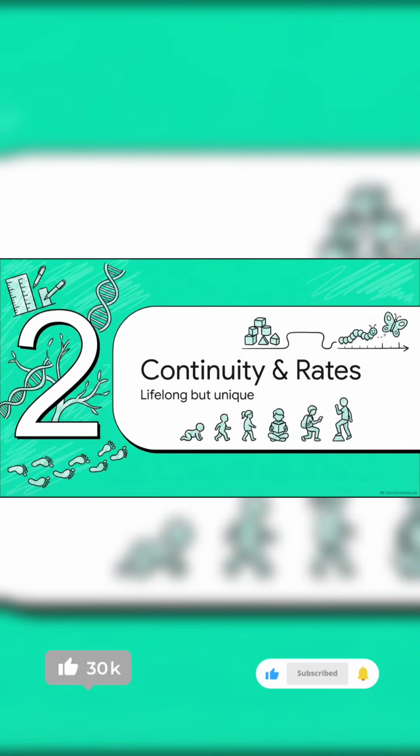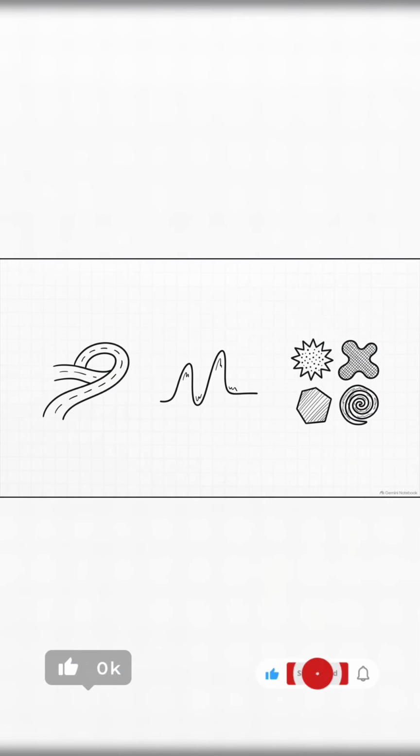Moving on to Section 2, continuity and individual rates. Lifelong, but totally unique. The crucial point here is the principle of continuity. Basically, development never just hits pause. It's a continuous, lifelong process from conception to death. But, and this is a really big but for us educators, the rate of that development is not uniform. Not at all. A child might have a massive physical growth spurt in infancy, then slow down in early childhood, and suddenly speed right back up in adolescence.